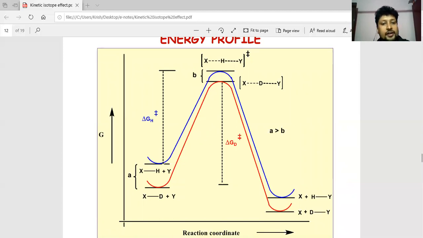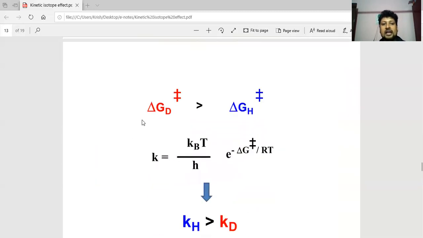Now, coming to energy profile. So what is being shown here? We are having two distinct reactions. One is with XD, another with XH. So XD will be having lower energy than XH. Now, in the transition state, the energy gap between the two transition states is smaller. That is very important. Since it is smaller, so the difference of energy that we are having, that is, say, between delta GH double dagger and delta GD double dagger, we can say that delta GD double dagger is greater than delta GH double dagger.